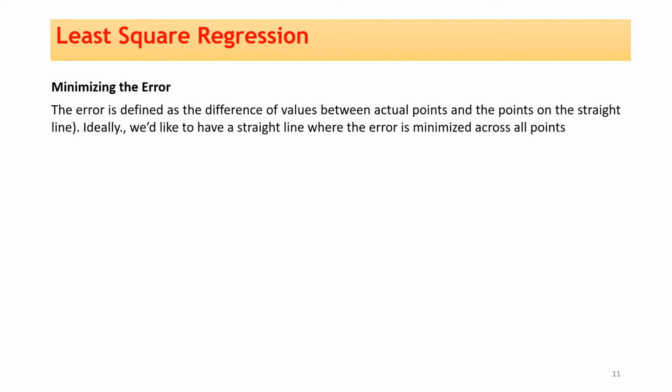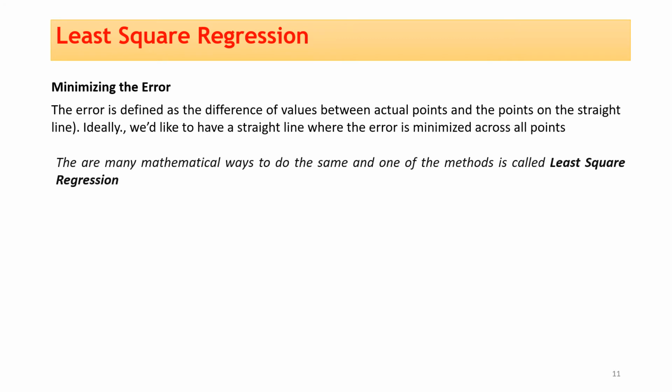Now let's start with the first linear regression model, that is the least square regression. Now first, what is minimizing the errors? The error is defined as the difference in values between the actual points and the points on the straight line, and ideally we would like to have a straight line where the error is minimized across all the points. There are many mathematical ways to do this, and one of the methods is the least square regression.